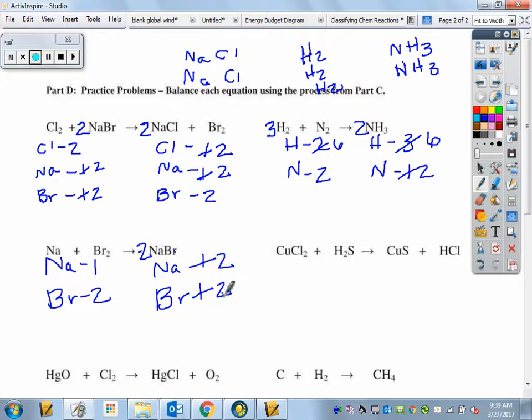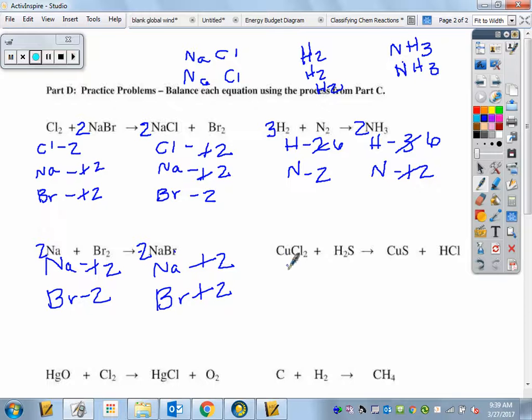So my bromines are good, but what did I do to my sodium? I messed them up. So all I have to do is put a 2 in front of the Na, 2 times Na, that's going to take me up to 2. So 2 sodiums plus a bromine, a diatomic bromine, is going to make 2 sodium bromides.